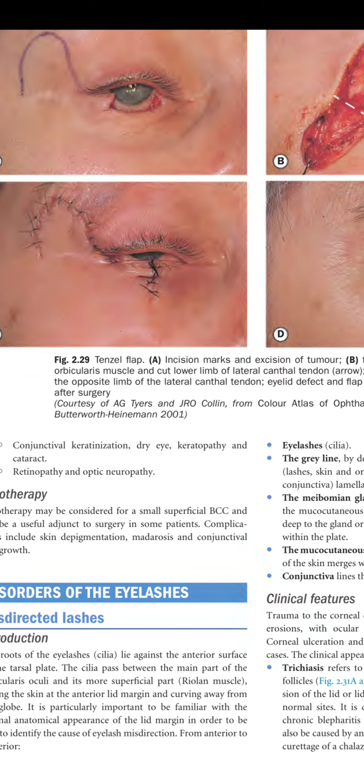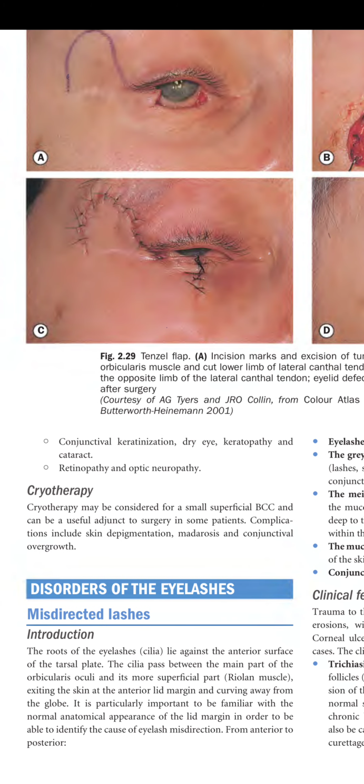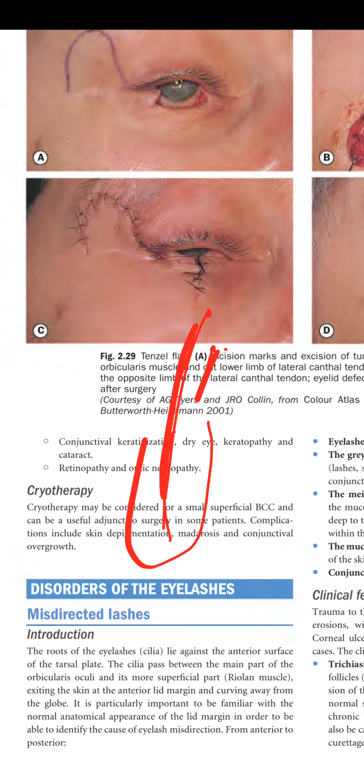So basically, the eyelashes are usually anterior to the tarsal plate. They lie against the tarsal plate, but they are slightly anterior. The root of the eyelashes passes between the orbicularis muscle and its superficial part, which is called the muscle of Riolan, and it curves away from the eyelid. This is how the lashes are directed.